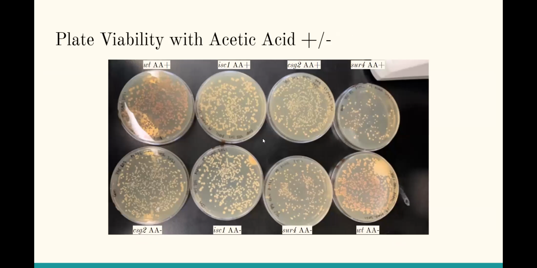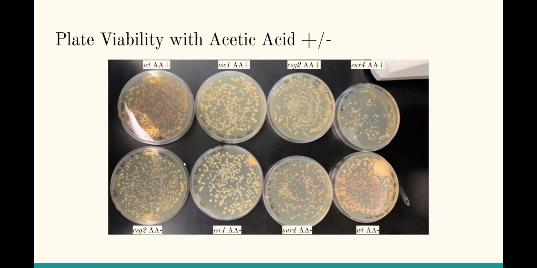And our last experiment was plate viability with acetic acid. With acetic acid or without, what we did was we grew up all of our strains, including wild type, in YAPD media overnight. We then grew them for one growth cycle in selective galactose media set at pH 3 with or without acetic acid. And then we diluted them and plated approximately 400 cells to each plate so that they could be quantified.